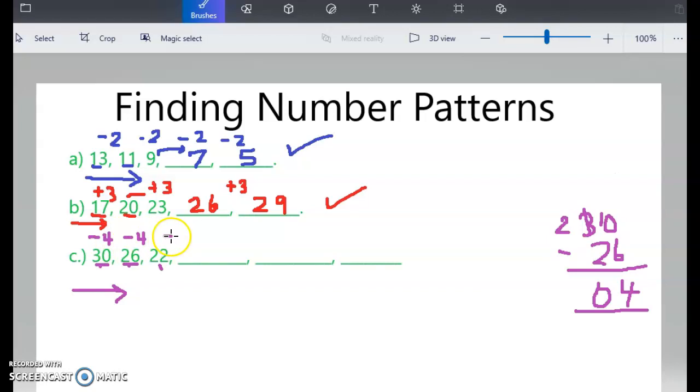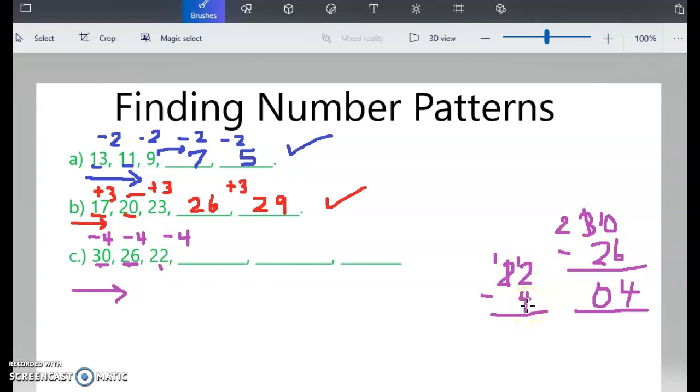So in order for me to find out my answer, I need to take away 4 from 22. Now I can count backwards, or if I am not able to do that, I can always come to the side of my paper and put my 22, take away 4 to find my answer. Now 2 cannot take away 4, so I'll need to regroup and borrow. And I put the 12.